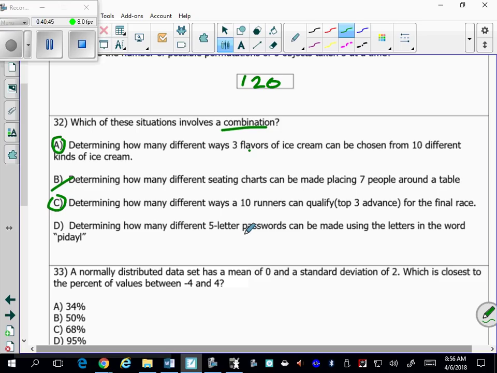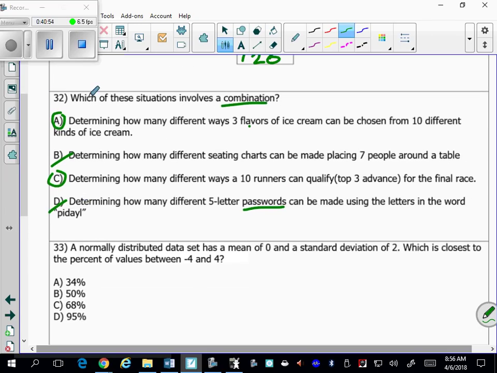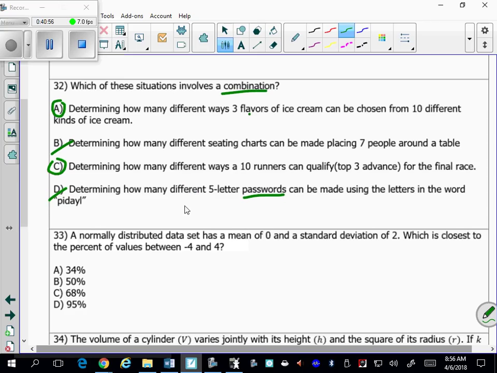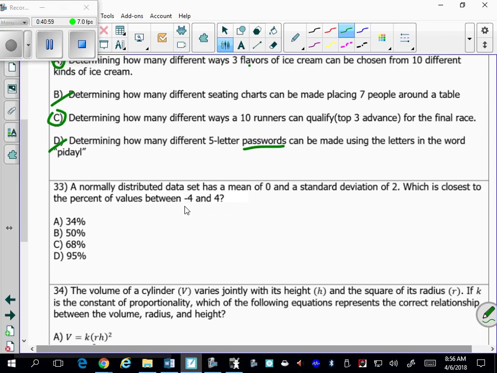Normal distribution has a mean of 0. What I do is draw a number line, and on that number line, I'll put 0 and a standard deviation of 2. If I add 2 to 0, that's here. If I subtract 2 from 0, you're at -2. That's 1 standard deviation away from the mean, and 1 standard deviation is 68%. Well, we need to do between -4 and 4. So if we subtract 2 more and add 2 more, that's 2 standard deviations away from the mean. And 2 standard deviations is always 95%. We have 68, 95, and 99.